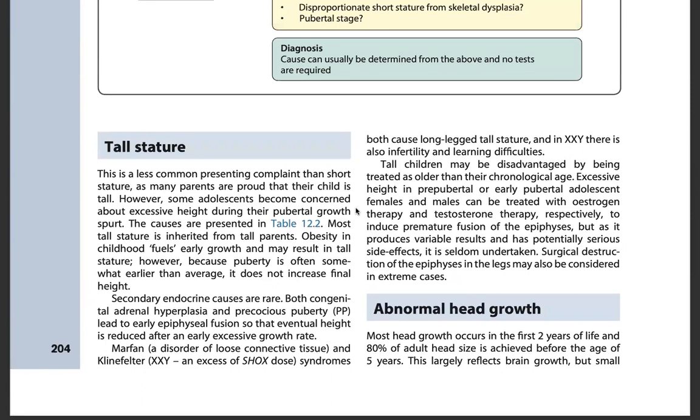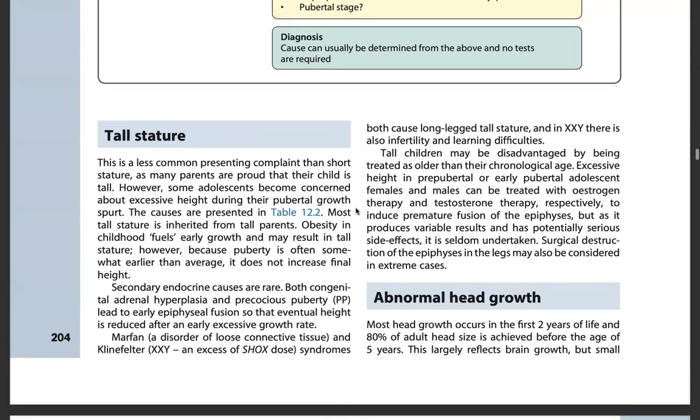Tall children may be disadvantaged by being treated as older than their chronological age. Excessive height in prepubertal or early pubertal adolescent females and males can be treated with estrogen therapy and testosterone therapy, respectively, to induce premature fusion of the epiphysis, but as it produces variable results and has potentially serious side effects, it is seldom undertaken. Surgical destruction of the epiphysis in the legs may also be considered in extreme cases.